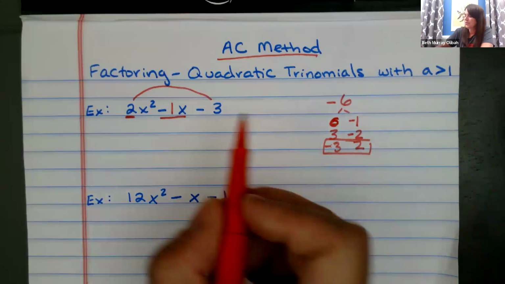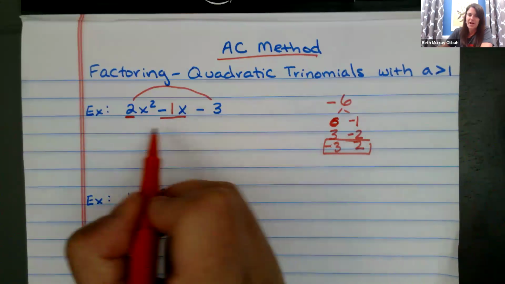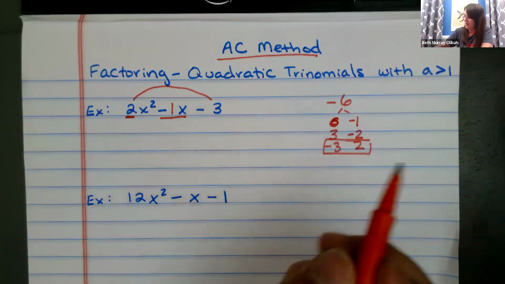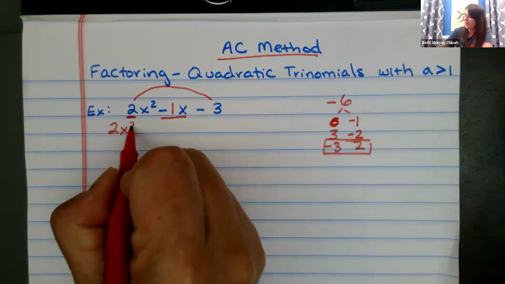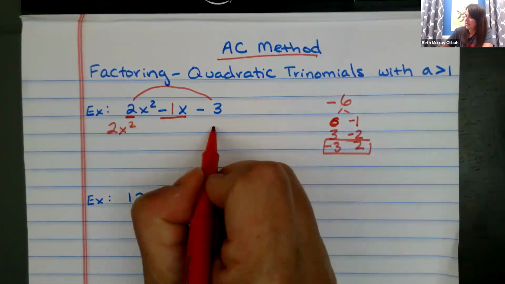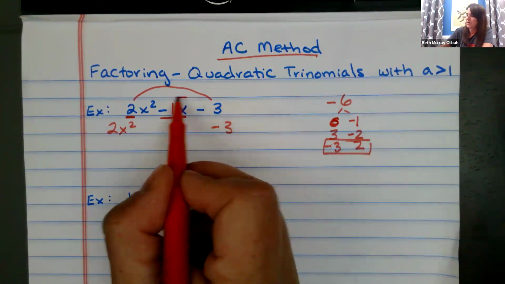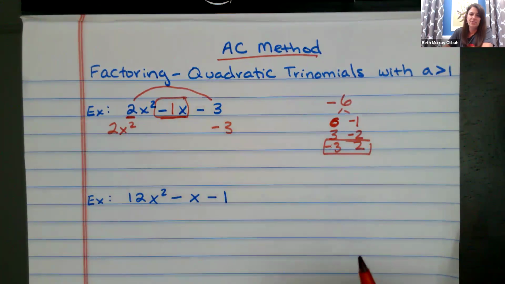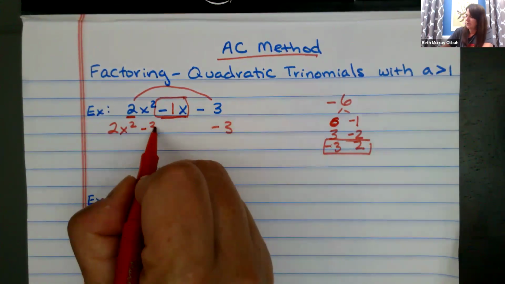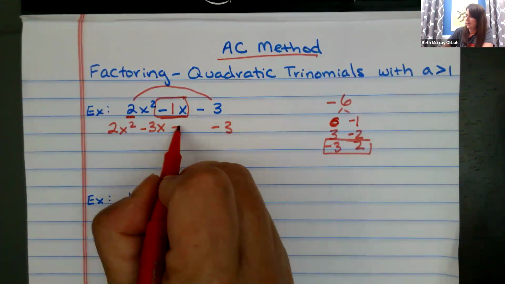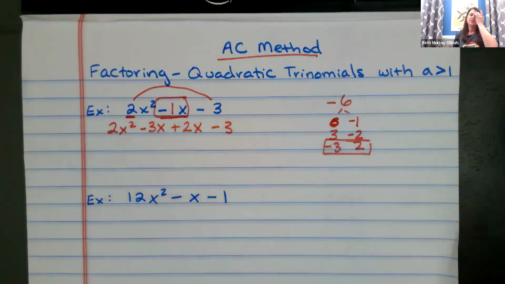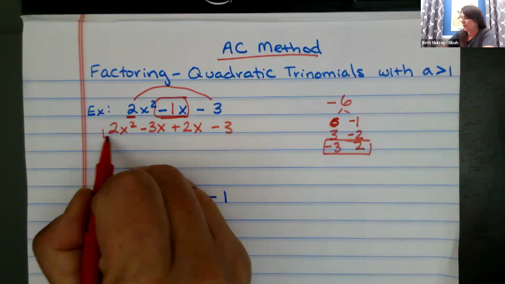These numbers are used now to rewrite the problem, not to go straight to the parentheses and get my final answer. So the 2x squared stays the same. The -3 at the end stays the same, but I use these two numbers to rewrite this -1. So I write -3x plus 2x. Make sure that you put the x with those two numbers. Now we factor this with grouping.